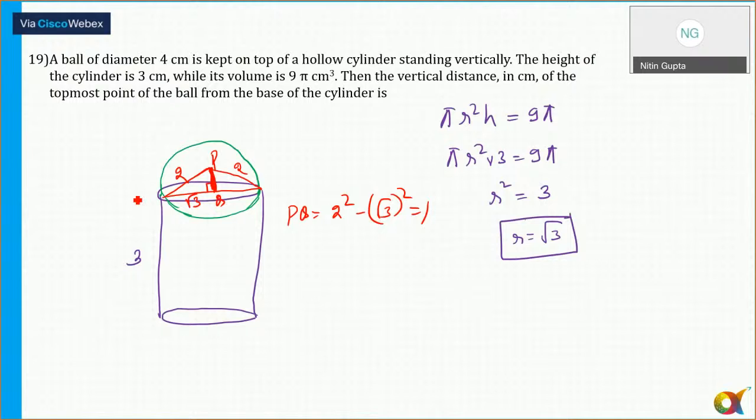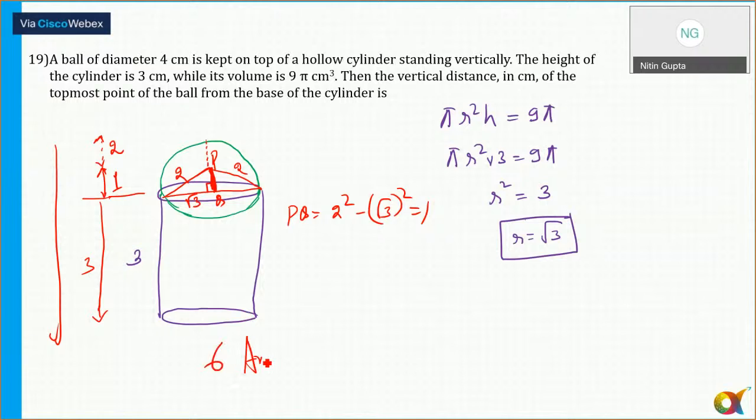So the height of this cylinder is equal to 3. And the center of the sphere is 1 centimeter above this, and after that there is the radius of 2 more centimeter, like this. So what is the total height? The total height comes out to be equal to 6, and this is the answer.